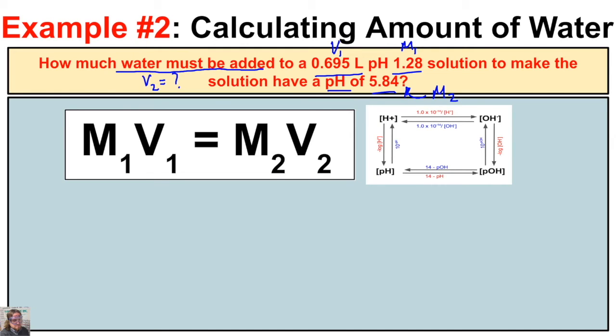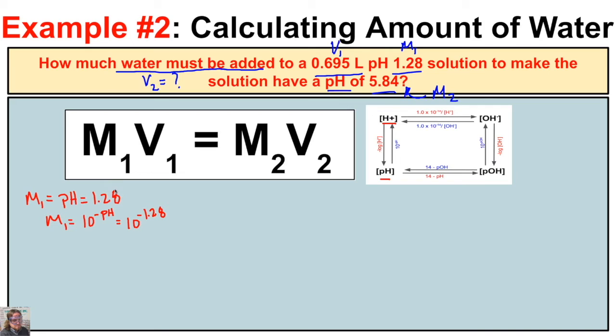So let's take a look here. We know that M1V1 equals M2V2. The molarity of our concentrated solution times the volume of our concentrated solution is going to equal the molarity of our diluted solution times the volume of our diluted solution. Let's put this all down here. M1, we don't know, but we do know the pH. We know the pH is equal to 1.28. What we can do here is use this little diagram to go from pH to H plus concentration. So let's go ahead and do that right now. M1 is going to equal 10 to the negative pH, so 10 to the negative 1.28.